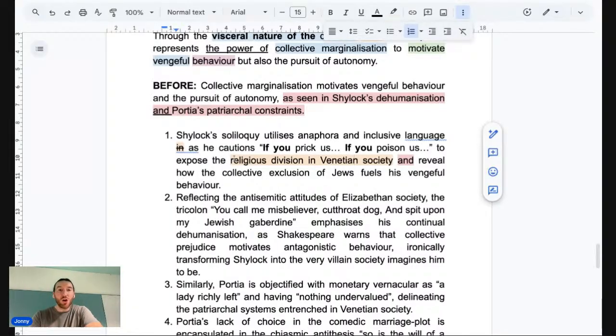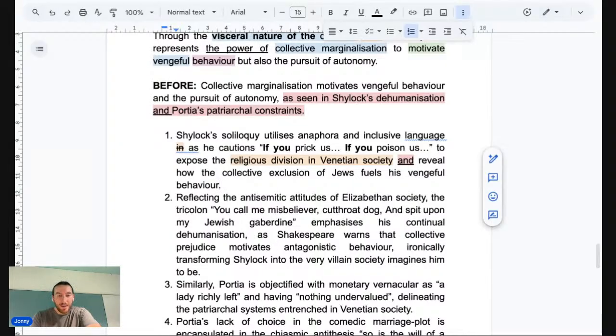Tell me about it. So what if there's a religious division, right? Because you said the word and, it sounds like you've done a half point. This is like a half point, and now you're going to tell me another half point and reveal how the collective exclusion of Jews fuels his vengeful behavior. Okay, or if you do this, if you do this.